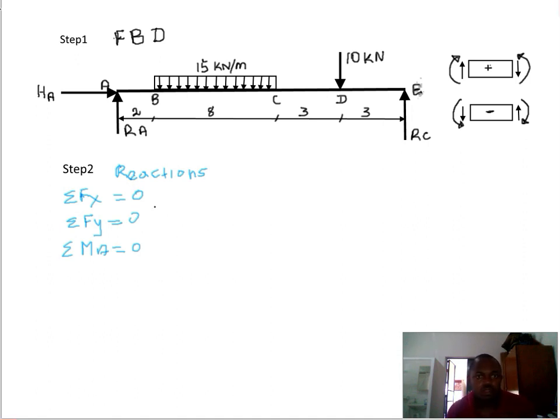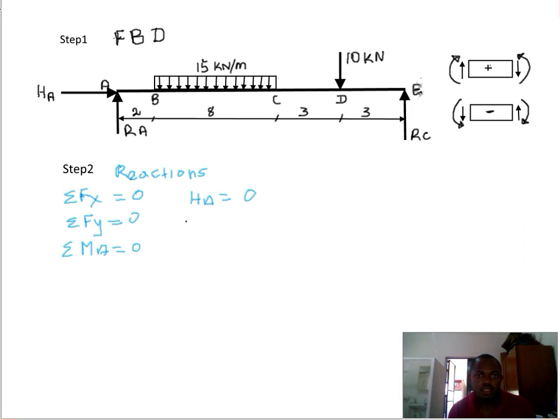Let's set them out. On the x-axis, we only have HA. So HA is equal to 0 because there is no other force on the x-axis. We only have HA, so its value is equal to 0.